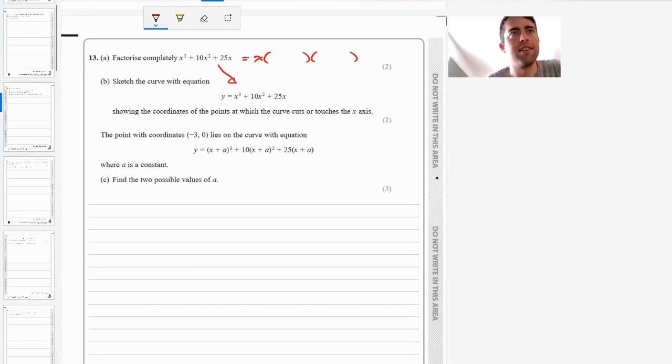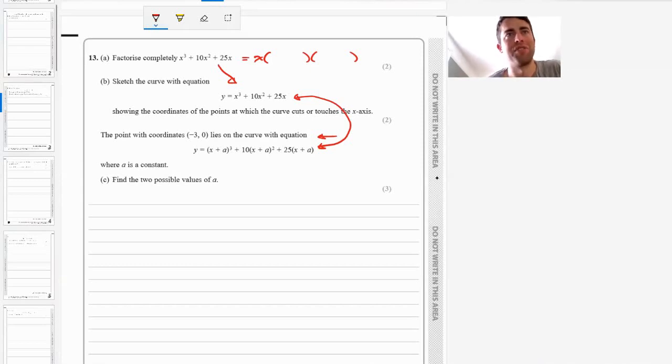Then we've got a new equation that looks a lot messier. But here, play spot the similarities and spot the differences. What are the similarities between these two?